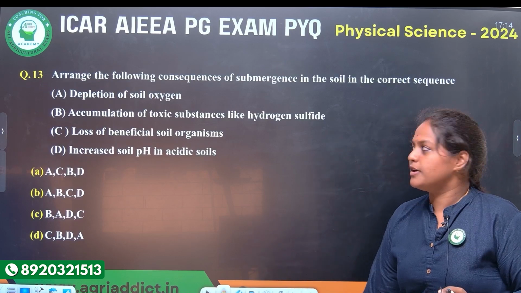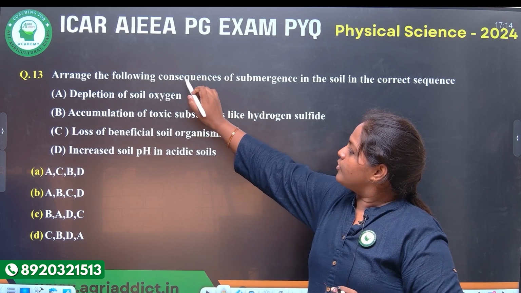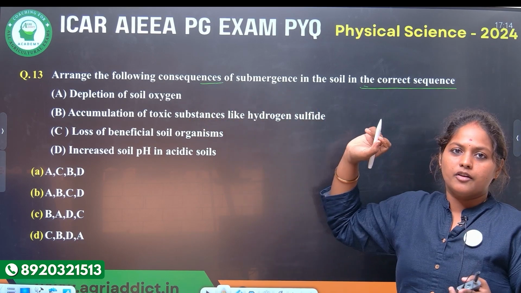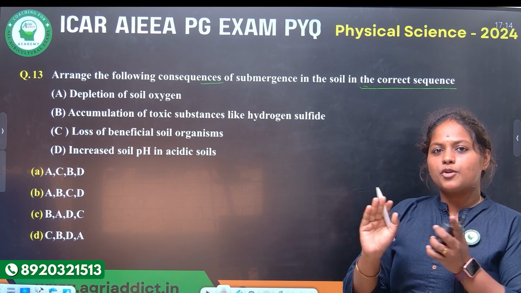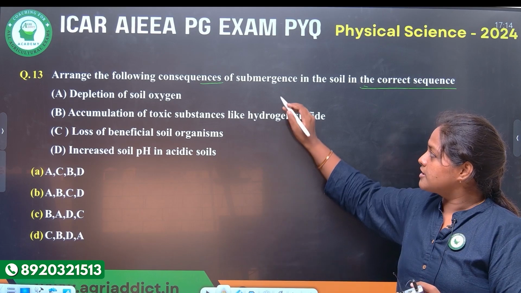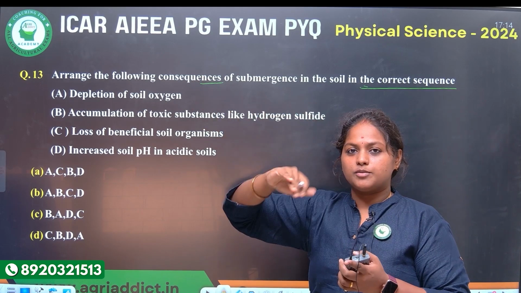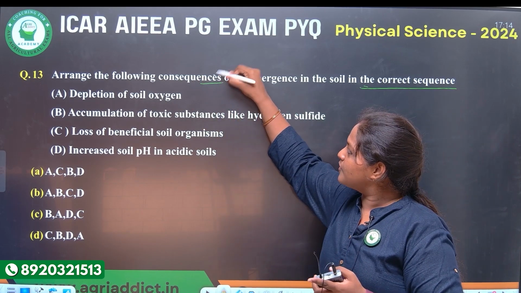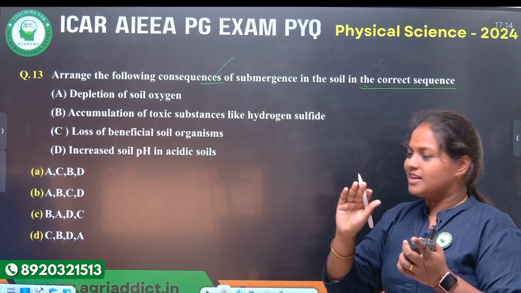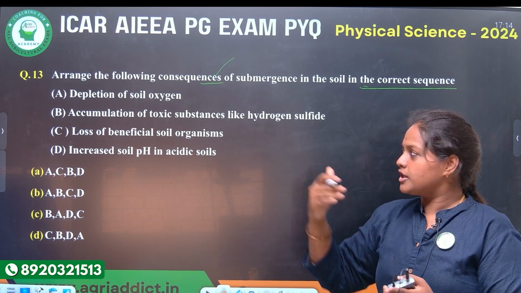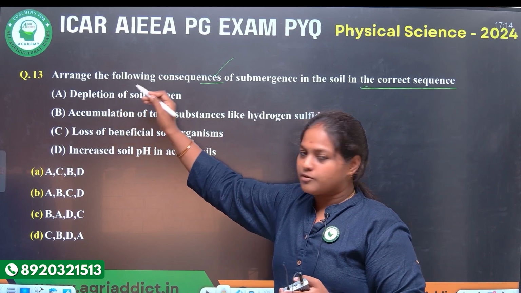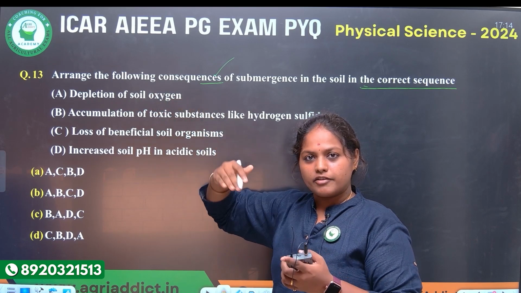Then question number 13. Arrange the following sequence of submergence in the soil in the correct sequence. We all know that due to submergence, some properties of soil are definitely going to change. Here they are asking it very trickily, the sequence of that process also. This is the first time they are asking the sequence of events that happen in submergence. Till now they asked what changes happened. So with increasing toughness we are going to see this question. So first of all we will see what is the sequence of submergence.